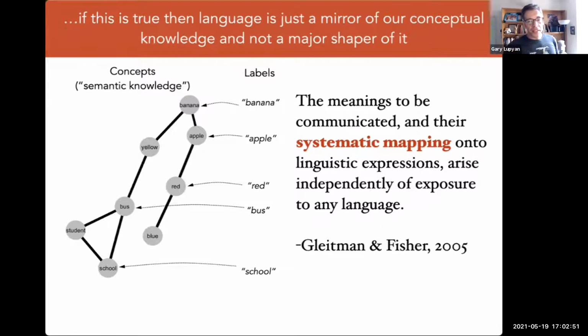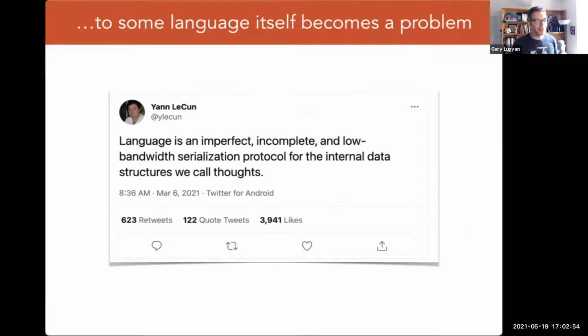A reliance on this assumption leads, in some cases, to viewing language itself as a problem. So in a recent tweet, Yann LeCun, one of our most influential AI researchers, now head of AI research at Facebook, tweeted, language, right, is an imperfect, incomplete, low bandwidth serialization protocol for the internal data structures we call thoughts. Okay, not only does it not help, but it's annoying that we have to use it, right, to communicate.